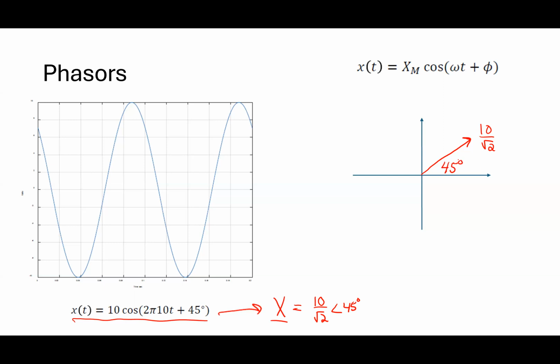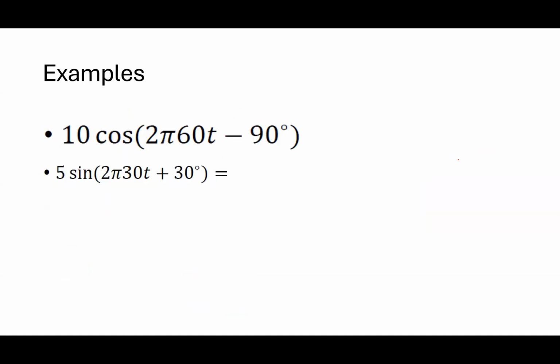Now, the important thing is that for my phasors, I reference everything to cosine. So 10 cosine, 45 degrees. What happens if I give you 10 cosine of 2 pi 60t minus 90 degrees? What would the phasor be for this one? 10 over root 2 with what angle? Negative 90. That was easy. What about this one? Is it 5 angle 30? You have to do the plus minus.